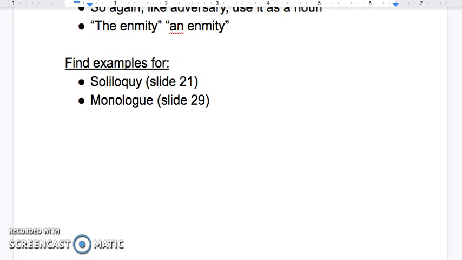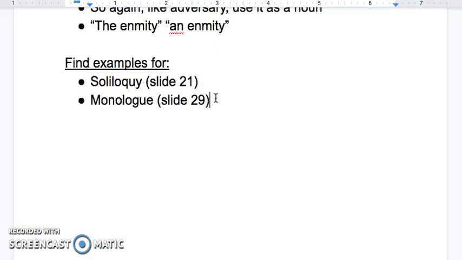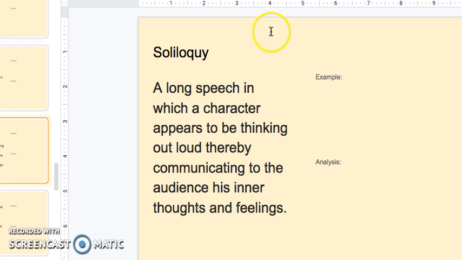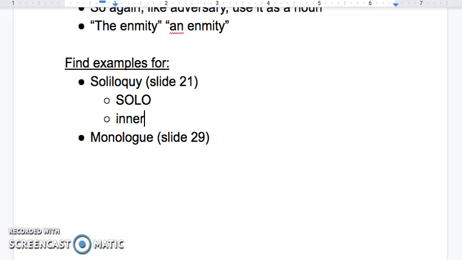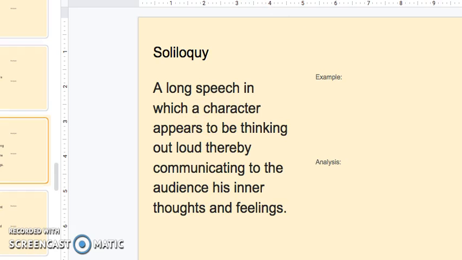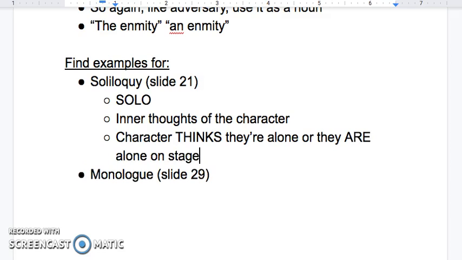Alright, picking back up. The last 2 words, and these are in the section where you'll have to find an example and then do an analysis. Our 2 words are soliloquy and monologue. Both of these are words for speeches, but sometimes a speech will be a soliloquy and sometimes it'll be a monologue. A soliloquy, if you notice, looks like the word solo. If you sing a solo in choir or you play a jazz solo, you're the only person playing, right? You're the only person singing. Soliloquies, as it says, it's a speech where a character is thinking out loud. So it's the inner thoughts of the character. And you can usually tell because, and this isn't on your sheet, but I wanted to just clarify, the character thinks they're alone or they are alone on stage. Right? So if Romeo is the only person on stage and he gives a speech, that's a soliloquy.